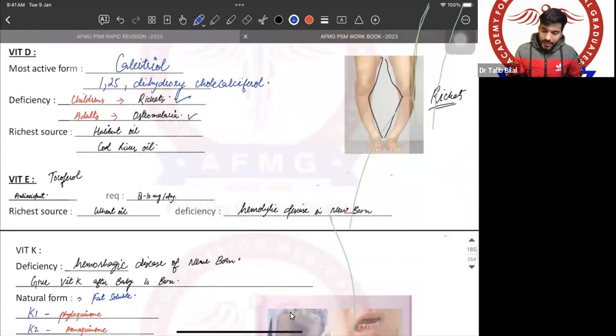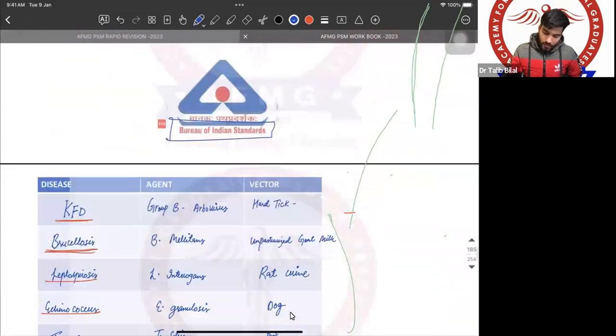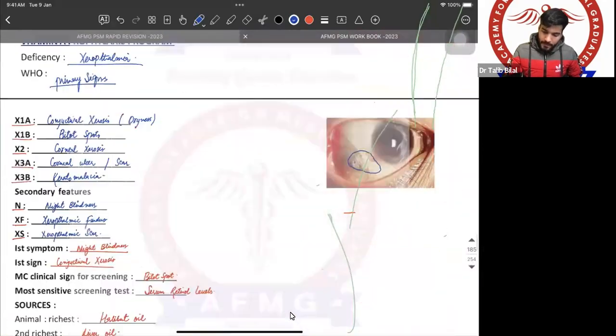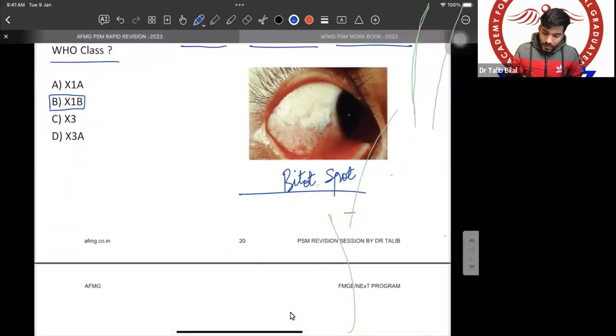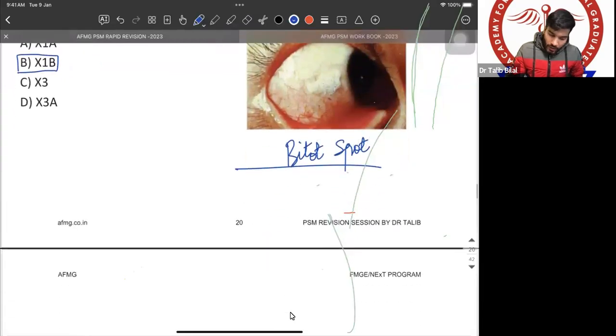Vitamin E will cause hemolytic disease in newborn, and vitamin K will cause hemorrhagic disease in newborn. These two things you have to remember. That was all about vitamins. So let's get back to our lecture. It was the vitamin A deficiency causing Bitot spots.